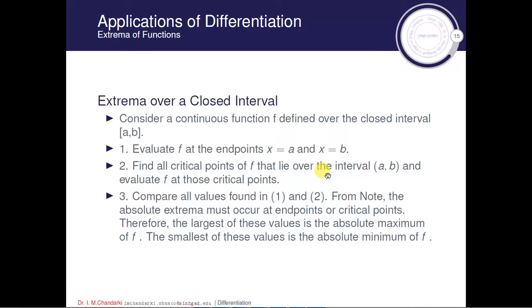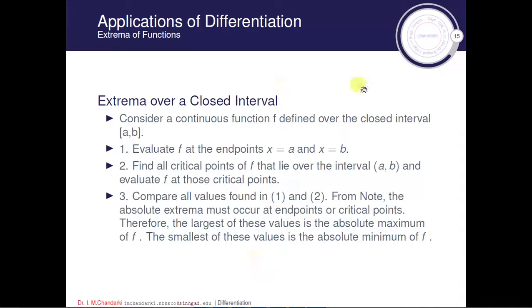Suppose you have f of x, find f dash of x, equate it to 0 and solve that equation for x. Suppose you got x values equal to a1, a2, a3, then find f of a1, f of a2, f of a3. Then compare all the values we got. The absolute extrema must occur at the endpoints or critical points. Therefore the largest of these values is the absolute maximum, and the smallest value will obviously be the absolute minimum.